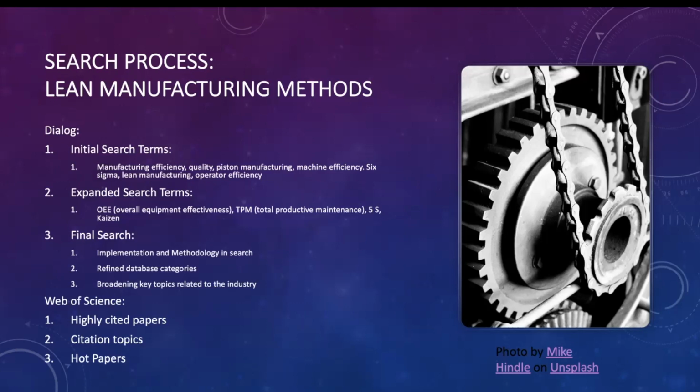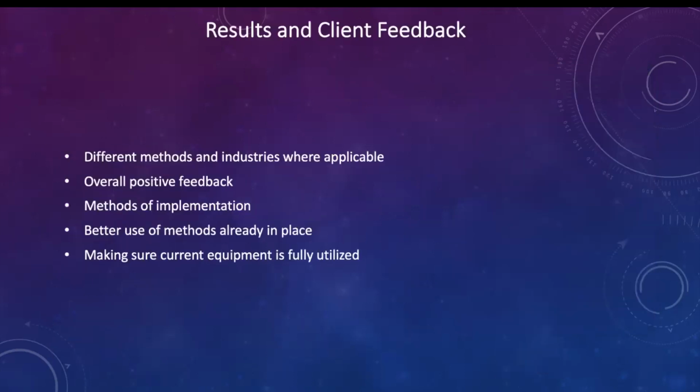When using Web of Science, I used a simple search of lean manufacturing. I used the highly cited and hot paper filters, which resulted in 34 papers. And to further refine my results, I limited it to citation topics of management or design and manufacturing. This resulted in 26 results. Through this, I found a paper that was helpful since it discussed successful implementation of lean practices.